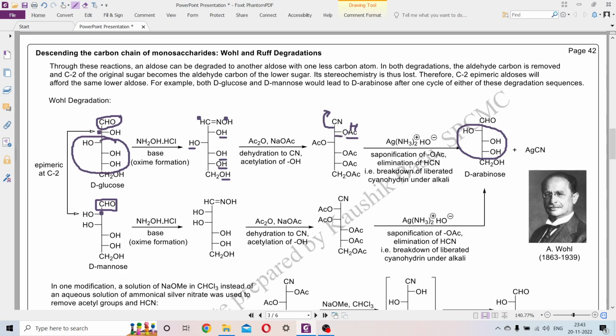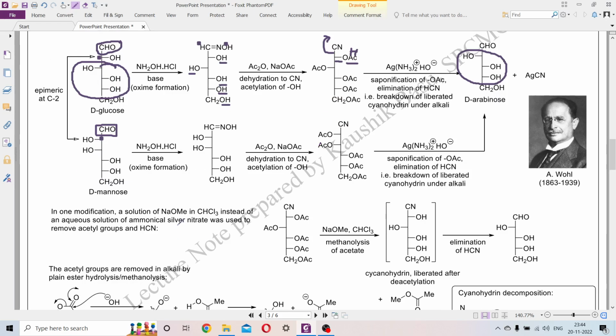But then the deprotection of this acetyl group or O-acetyl will be required. This is done by Tollens reagent, which is an ammoniacal silver nitrate solution, in presence of the hydroxide ion. This does two things. First of all, it hydrolyzes, also known as saponification of ester. This hydroxide will hydrolyze this OAc and this acetyl group in this way.